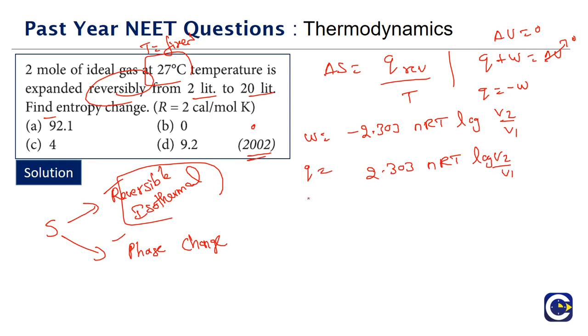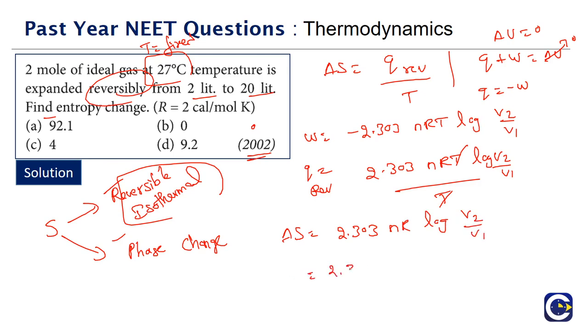Okay, this is Q, and this is the Q reversible, because we are looking at the reversible process. So del S is going to be what? Q reversible by temperature. So the temperature will be divided. So del S will be 2.303 nR log V2 by V1.